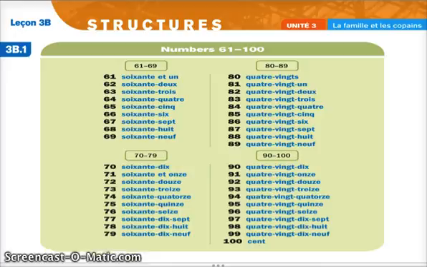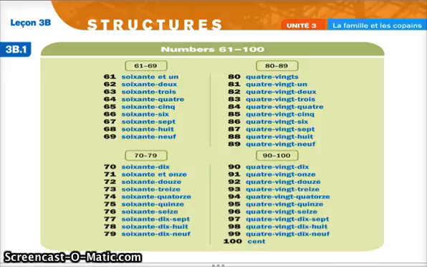Into the 80s, it now becomes a multiplication problem. Quatre-vingts, with an S, is how you say 80, just 80. With an S. And it's linked with a hyphen, and it means four 20s, 4 times 20 in this case. The rest of the 80s are simple ones digits added with a hyphen: 81, 82, and so on through 89.